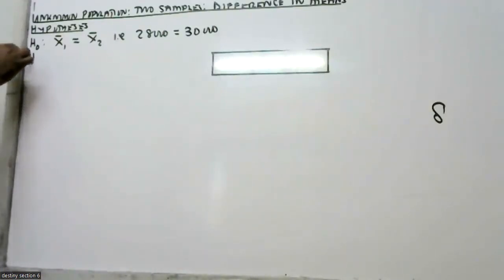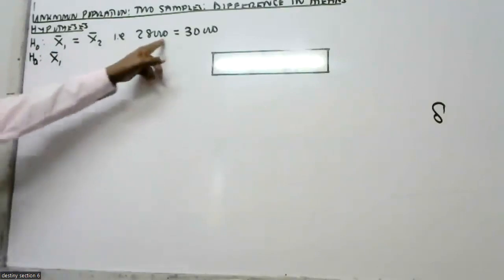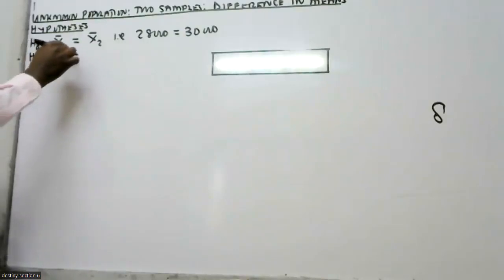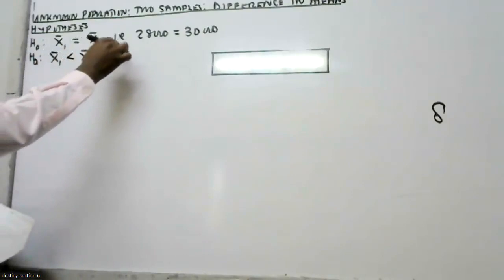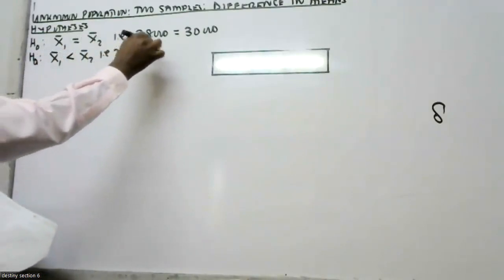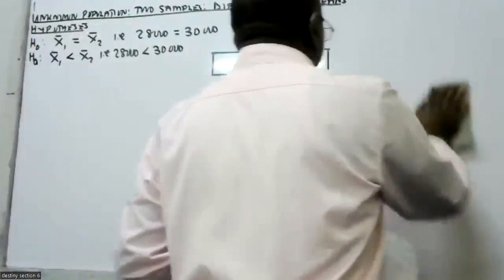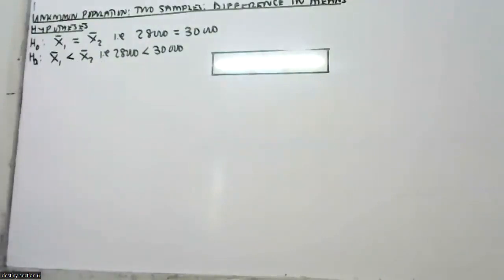Then in the alternative, H_A, you now compare the size. You can see this one is smaller. So we will say x bar 1 is less than x bar 2. That is 28,000 is less than 30,000.